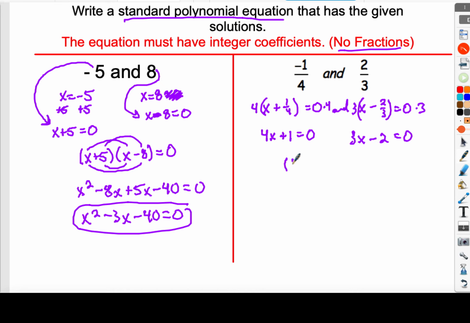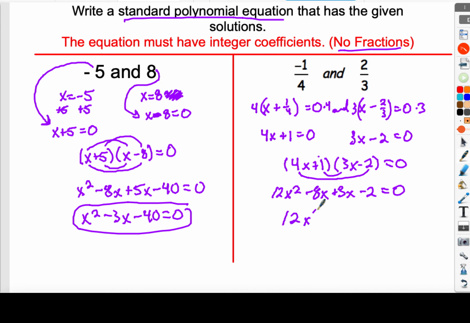And in that case, 4x plus 1 times 3x minus 2. And if we did a little bit of foiling, 4x times 3x is 12x squared. On the outside, we get a minus 8x. On the inside, a positive 3x. And last would have been 1 times negative 2, which is negative 2. So 12x squared minus 5x minus 2 equals 0. And I will guarantee you, if you plug negative 1/4 in there or 2/3 in there for x, you will get 0 back when you're done.